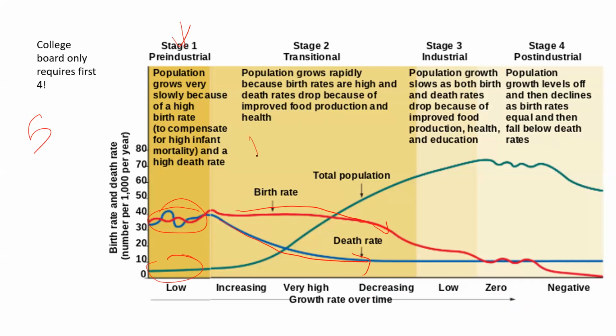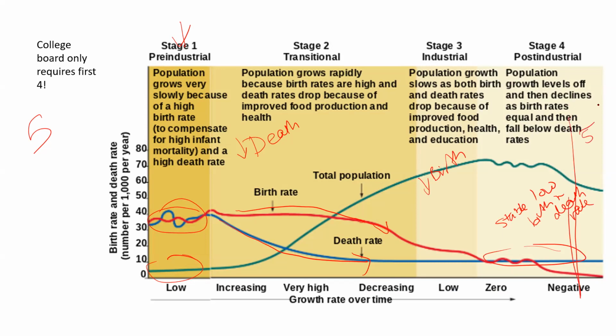So this would be decreasing death rate. And birth rate is still high. In stage 3, this is where we start to see the birth rate decreasing. And by the time we get to stage 4, post-industrial, we should have stable, low birth and death rate. And at this point, we may even see the birth rate go lower than we would expect, and our population start to decrease, fall below the death rates. And that is where we would see like stage 5 is usually popped in there. But again, College Board doesn't have that stage 5.